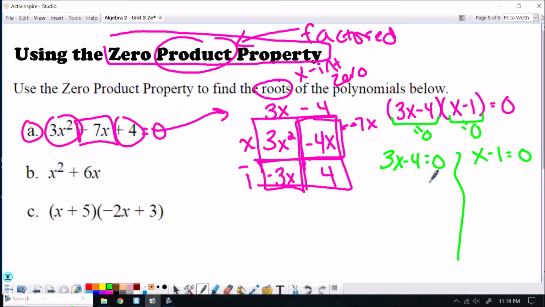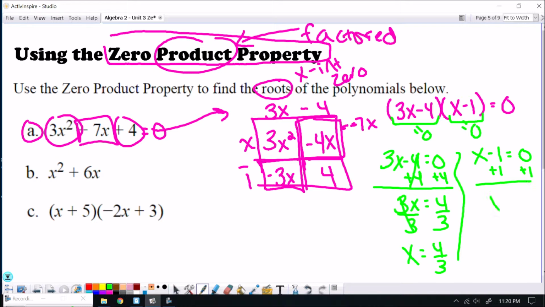So now that we have two of our mini equations set up, we can go ahead and solve. So I'm going to undo by adding the 4, and I'm going to undo by dividing by 3. So one of the x-intercepts is 4/3 for x, and then the other one is 1.